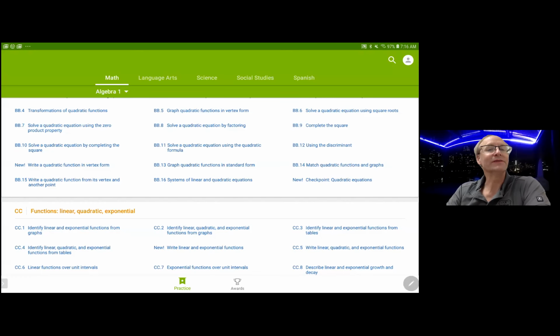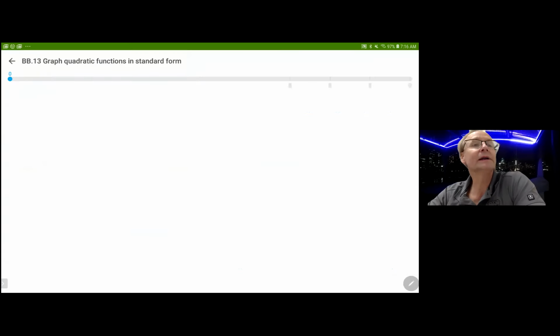I haven't done one of these for a while, and it looks like I get a treat. BB13 is graph quadratic functions in standard form. So I love graphing, and I especially like quadratics. So here we go. BB13, I haven't previewed it. Let's take a look and see how it goes. Hopefully it'll give us a graph.